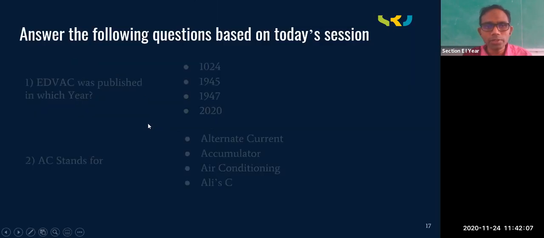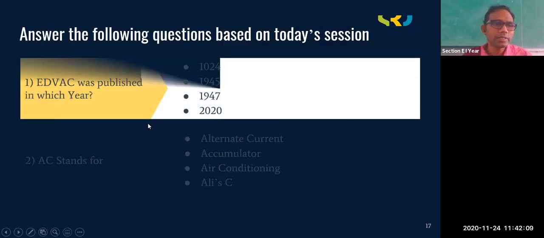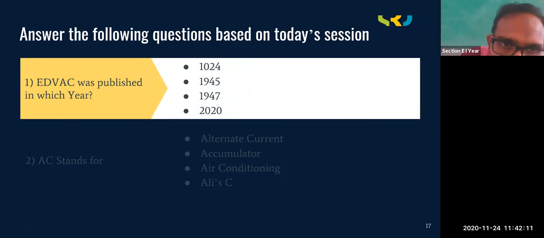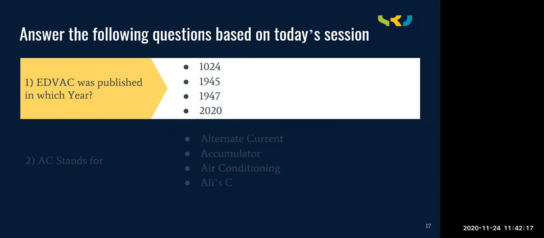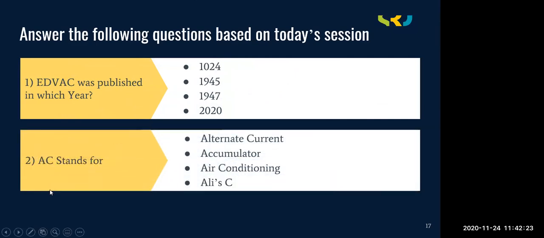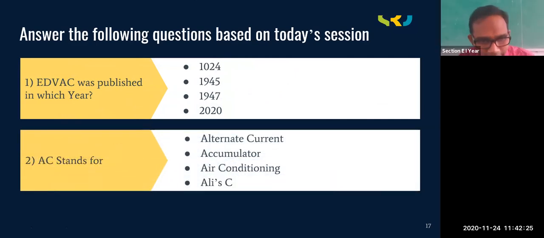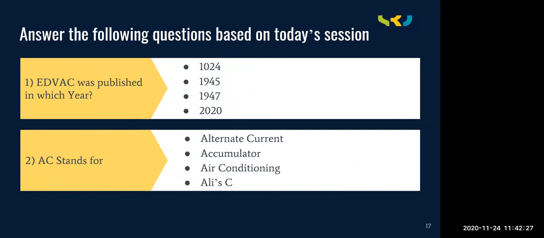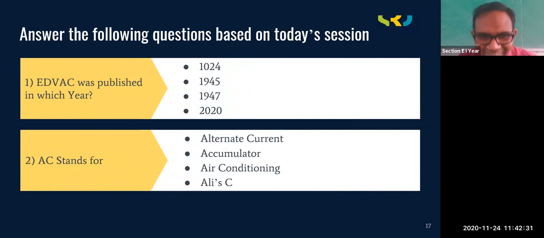Let us see some questions. Try to give the answer. EDVAC was published in which year? 1024, 1945, 1947, 2020. You can type the answer. 1945. Very good. Now let us come to the next one. AC stands for? Accumulator. Very good. It is not Alice C.